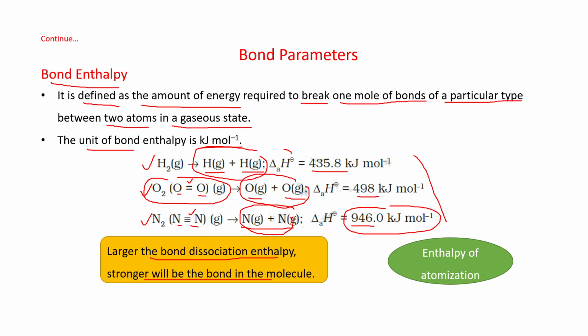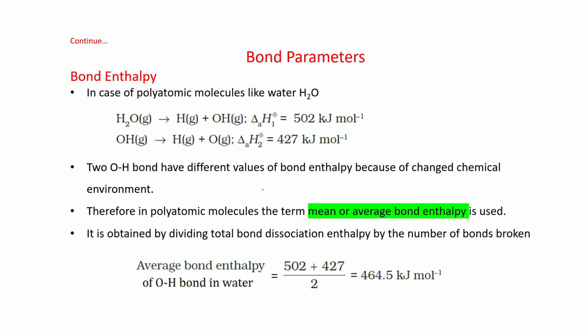That's why this bond enthalpy is also known as enthalpy of atomization. Clear? In case of polyatomic molecules like water, H2O. Now, in case of H2O, we already discussed its shape. This is H2O. Now, in H2O, there are two OH bonds. This is one OH bond and this is another OH bond.